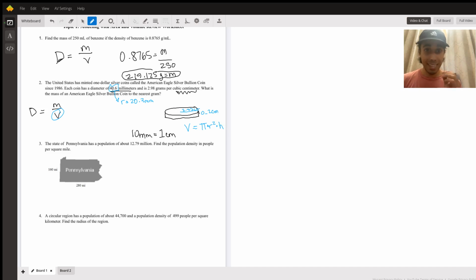Now, again, on the test, that won't happen. It was just a mistake. Whoever created the worksheet forgot to put the height of the coin, because we would need that to find the volume. All right, so we're going to use that radius, the 2.03, along with the height, 0.2 centimeters, and put that into this volume formula. So we've got volume equals pi times the radius squared, 2.03 squared, times the height, which is 0.2. All right, so let's go ahead and find the volume.